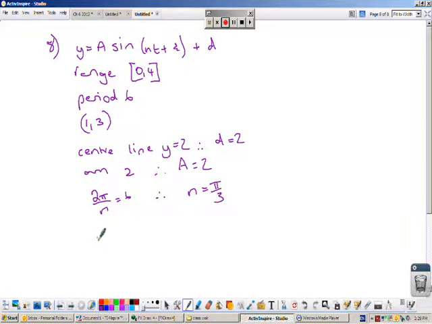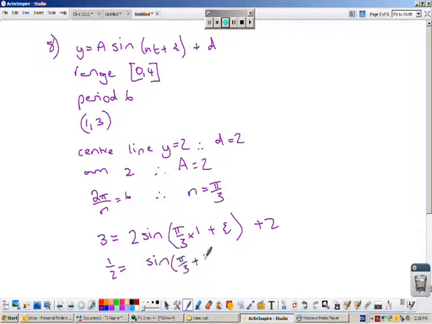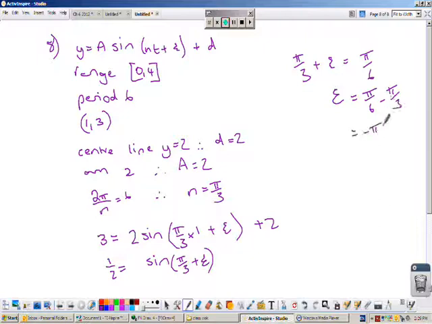And plugging that in, we get 3 equals 2 sine of pi on 3 times 1 plus epsilon, plus 2. So minusing 2 we get 1, dividing by 2 we get a half. And sine of what equals a half? We're going to use pi on 6. To finish that off, pi on 6 minus pi on 3 is minus pi on 6.